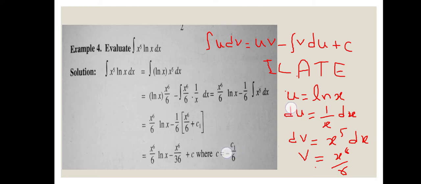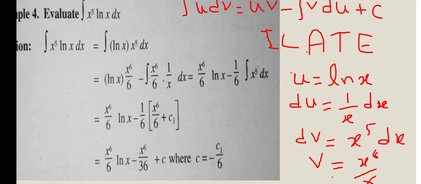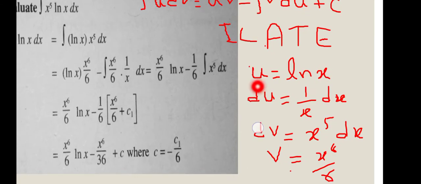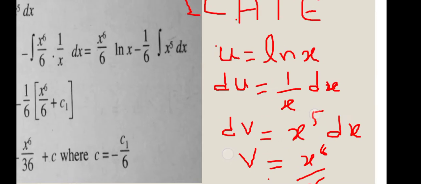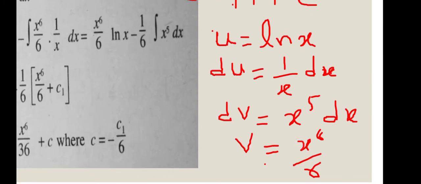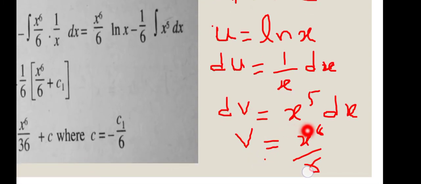So we have decided u and v. Where we have u, we can evaluate du. The derivative of ln of x is 1 by x, so du is equal to 1 by x dx. And when we have dv, we can evaluate v by integrating on both sides of the equation. By applying simple integration, x raised to the power 5 plus 1 divided by 5 plus 1, we have v is equal to x raised to the power 6 divided by 6.